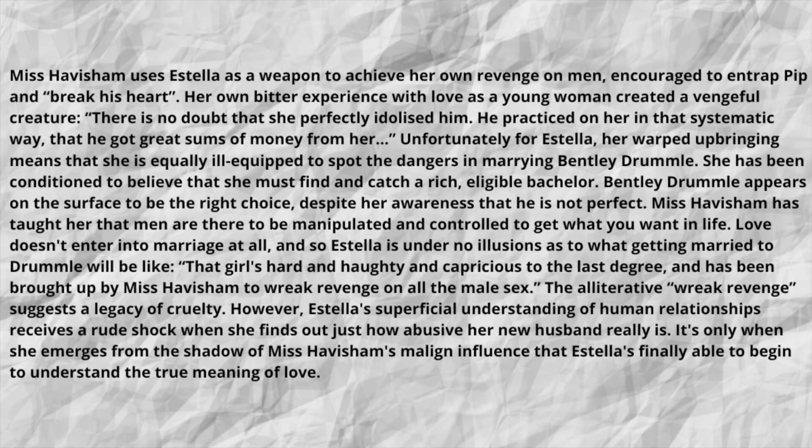Miss Havisham has taught her that men are there to be manipulated and controlled to get what you want in life. Love doesn't enter into marriage at all, and so Estella is under no illusion as to what getting married to Drummle will be like. That girl's hard and haughty and capricious to the last degree, and has been brought up by Miss Havisham to wreak revenge on all the male sex. The alliterative wreak revenge suggests the legacy of cruelty. However, Estella's superficial understanding of human relationships receives a rude shock when she finds out just how abusive her new husband really is.